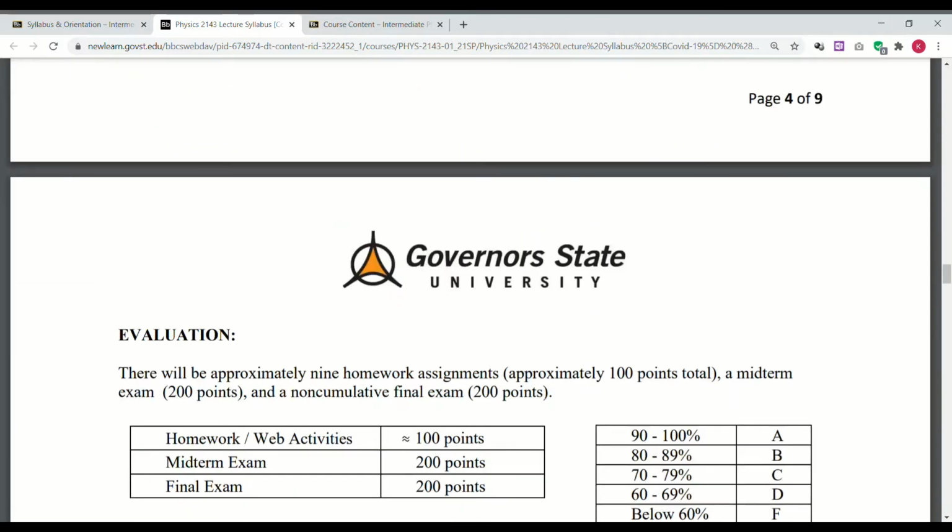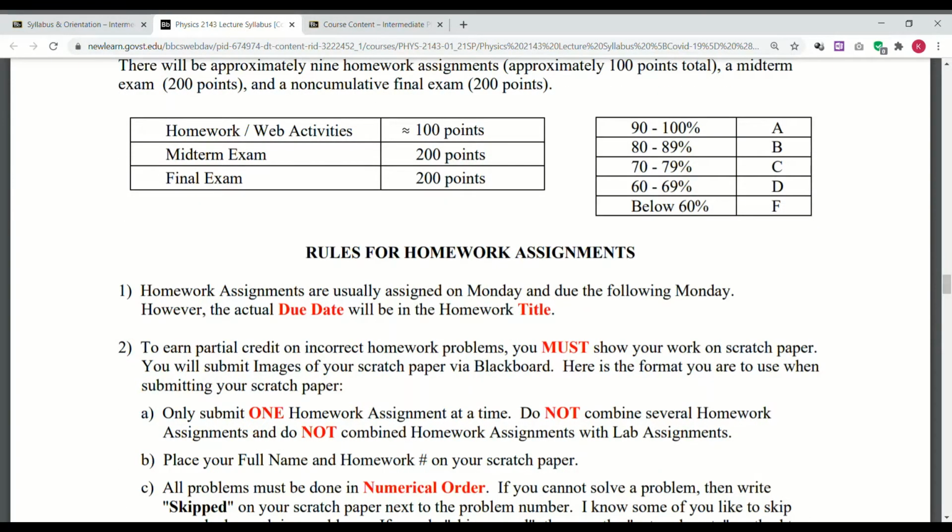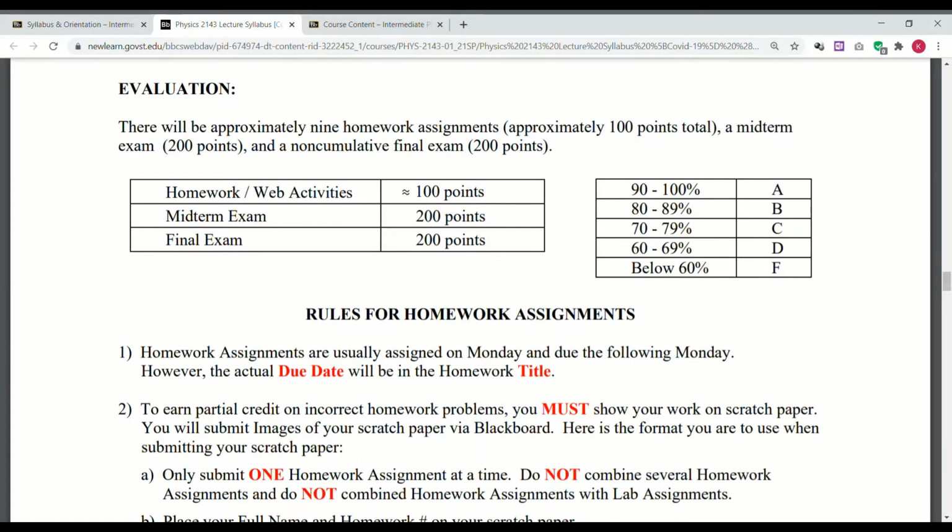Now let's get down here to evaluation. We're going to have about 10 homework assignments, and they will be posted on Blackboard. These homework assignments will have questions, and you're going to have a sheet, basically scratch paper, where you're going to show your calculation. Not every problem requires a calculation, but for those problems that do, you must show your work.